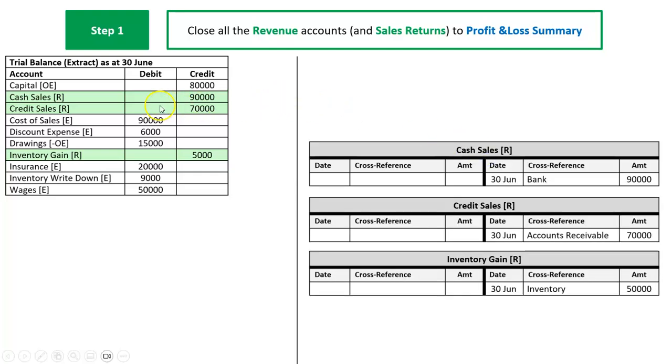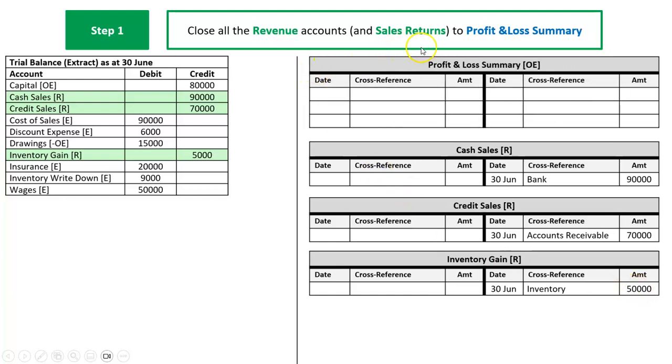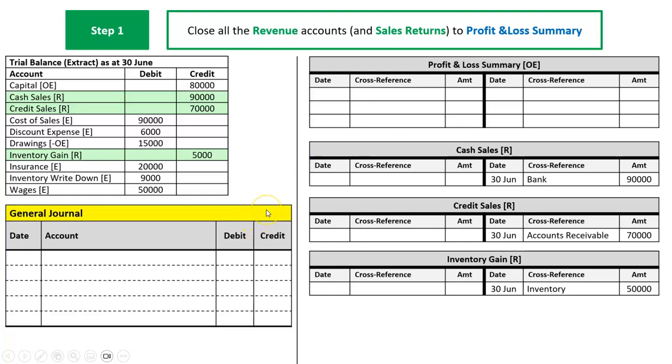What we're going to do is look at the general ledger and say, well, at the moment, there must be a cash sales ledger with a credit balance of 90, a credit sales ledger with a credit balance of 70, and an inventory gain with a credit balance of 5,000. And what I need to do is close these. It says transfer or close them to profit and loss summary. So I make this entry for one day only, the last day of the period, which in this case is the 30th of June. And I'm going to do all this in my general journal.